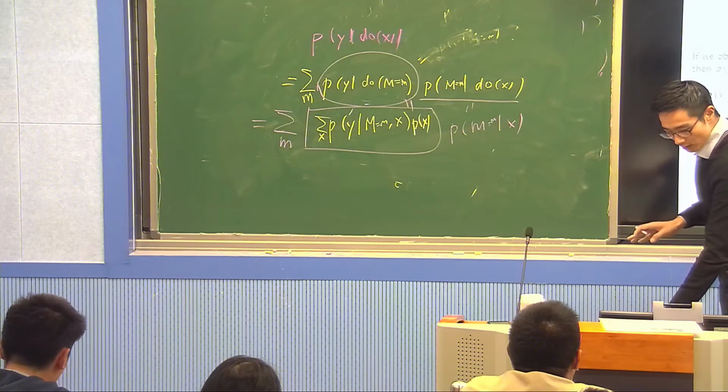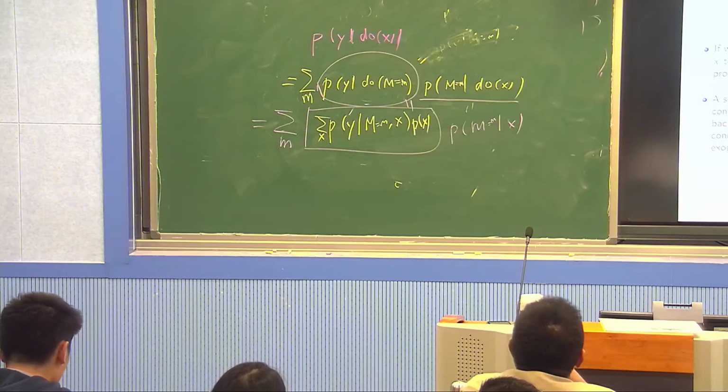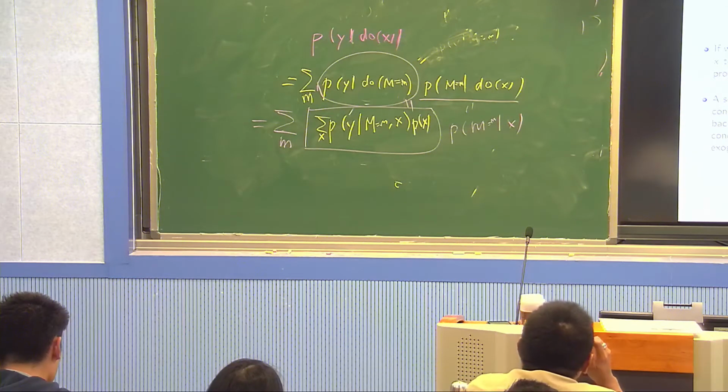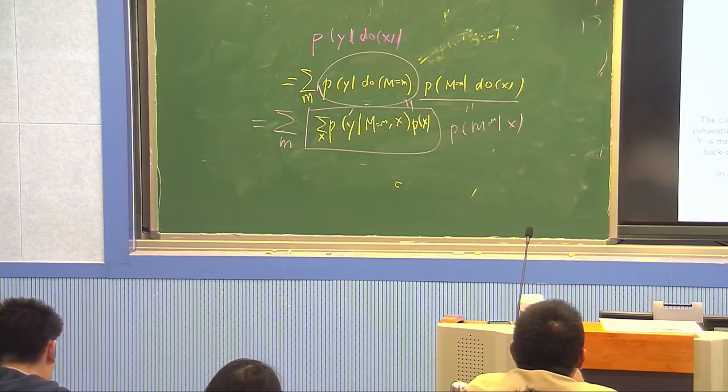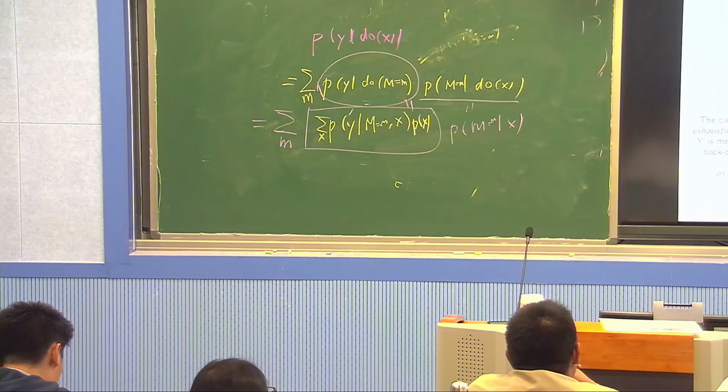We say a variable m satisfies the front door criteria if, first of all, conditioning on this variable blocks all the paths from x to y. That's the first condition. The first condition is conditioning on m blocks every path from x to y. So this criteria is basically saying that m has to lie on each causal path. Okay? M has to lie on each causal path.